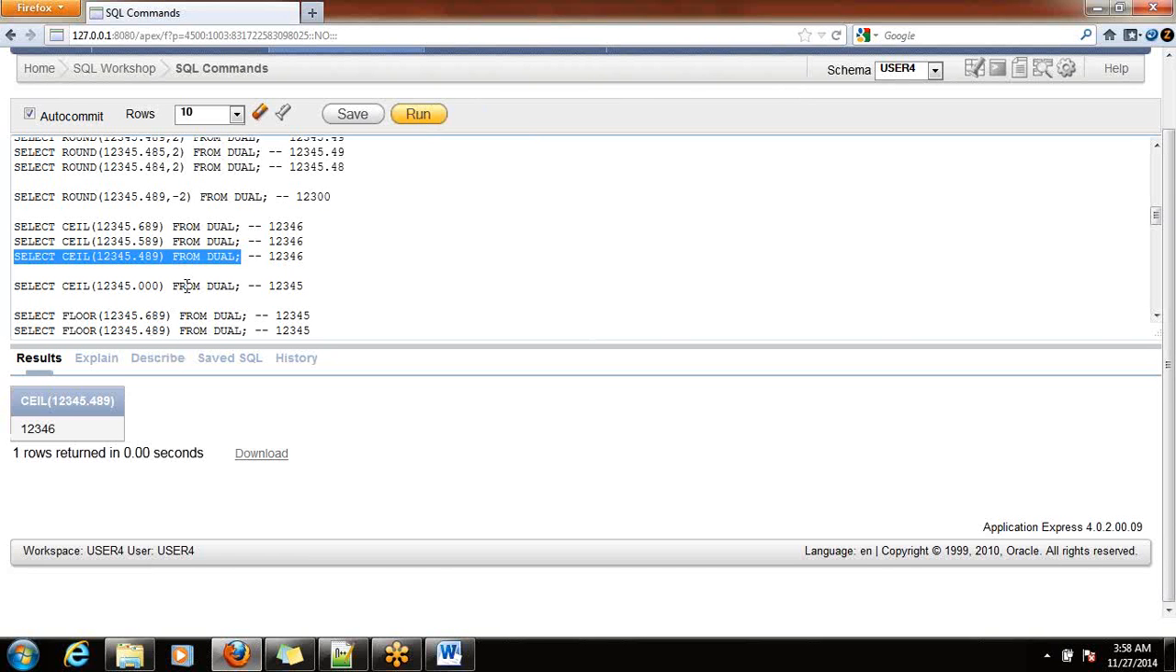Even though it is dot something, either greater than 5, 5, or less than 5, it is just taking to the next integer, that is 1, 2, 3, 4, 6. Yes. I deliberately give zeros here because we are using the ceil function.